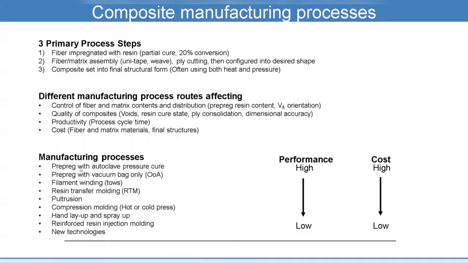So we have the prepreg with autoclave pressure cure. You're going to have that prepreg, which is partially cured. The fiber and the resin are partially cured, meaning that it's semi-hardened. You can still mold it, and the resin can flow once it's heated up. So you can put it into an autoclave with pressure to cure it further.